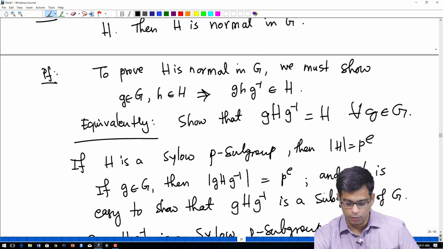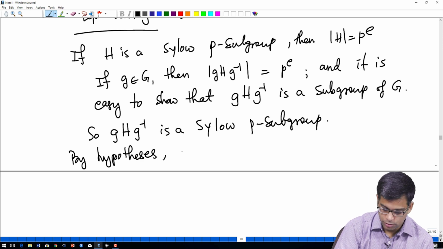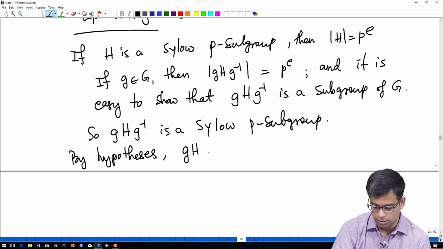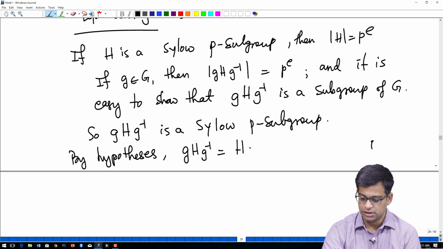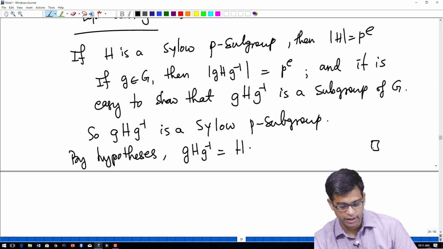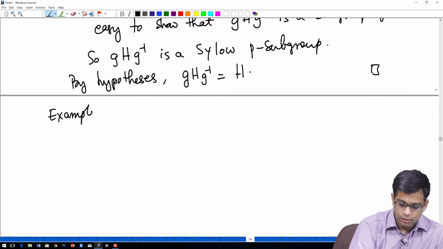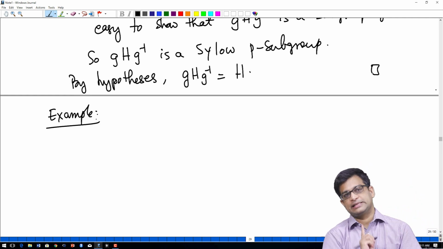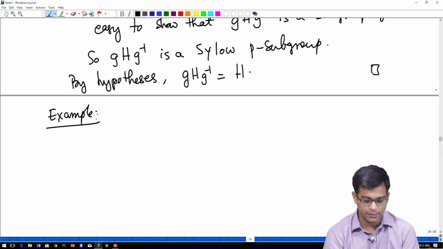G has only one Sylow p-subgroup. By hypothesis, there is only one Sylow p-subgroup, namely H. So, g H g inverse is H, and that proves that H is normal. As an example, so if you somehow conclude that there is exactly one Sylow p-subgroup, that Sylow p-subgroup must be normal.